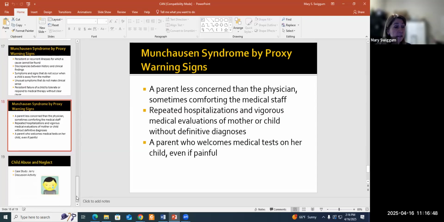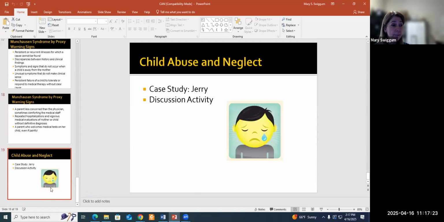Sometimes what we also will see in the caregiver is that they're less concerned than the physician about what's going on. The caregiver really gets into their child's illness, right? They kind of get fed off the attention that the child is getting from the medical staff. If we see repeated hospitalizations, vigorous medical evaluations, right? The mom wants a lot of medical testing. She's getting emotionally fed by this whole medical attention that the child's getting. So that would be Munchausen by proxy.